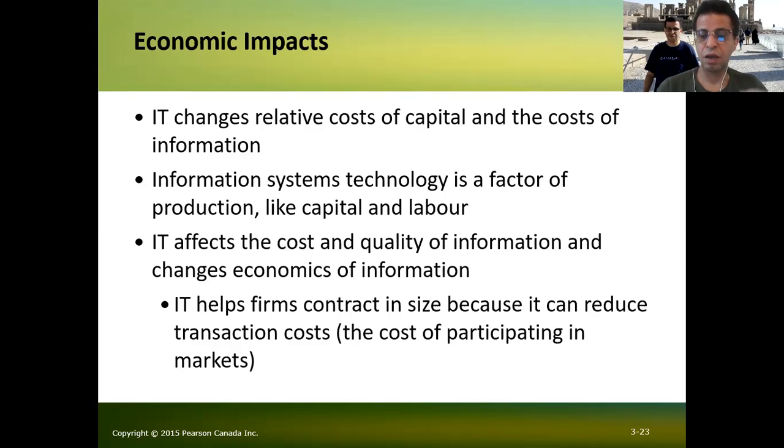So there is a track of updating, and you know how things are changing, and it helps firms contract in size because it reduces the transaction cost, the cost of participating in the market. So these companies can shrink, have less labor or maybe fewer materials, because they're implementing some kind of IT solution.